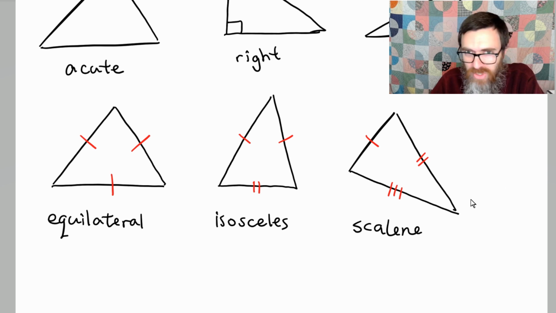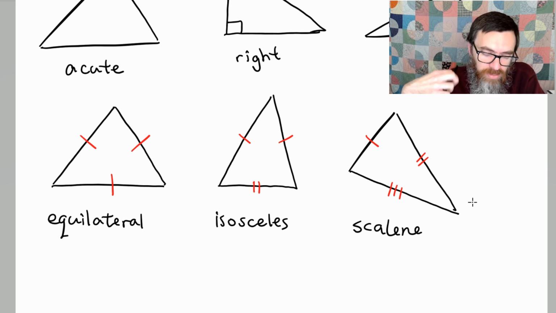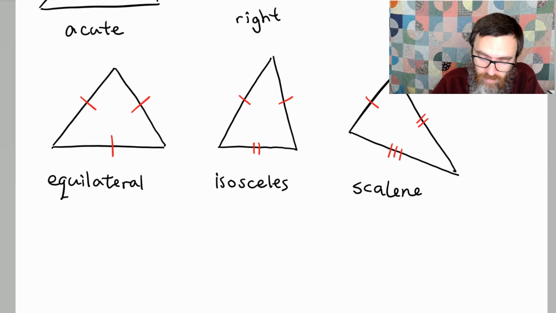So when I mention these words, if you have an acute triangle or right or obtuse, you need to have in your mind a picture of these diagrams. You need to know what it means to be an equilateral or an isosceles or a scalene triangle.